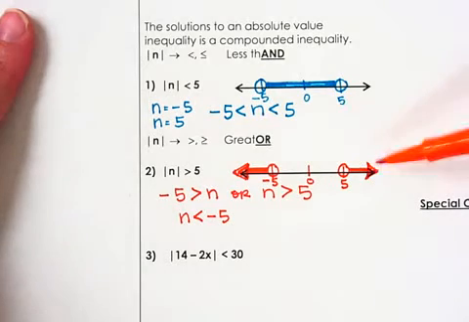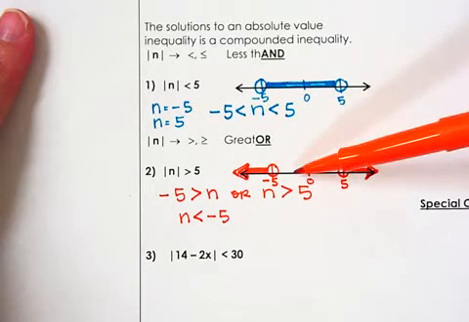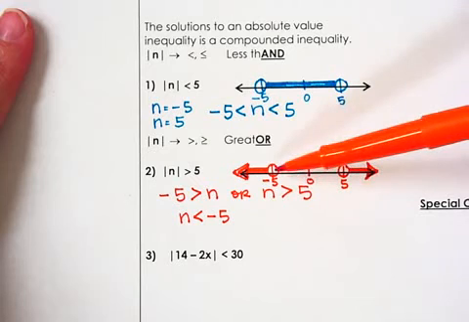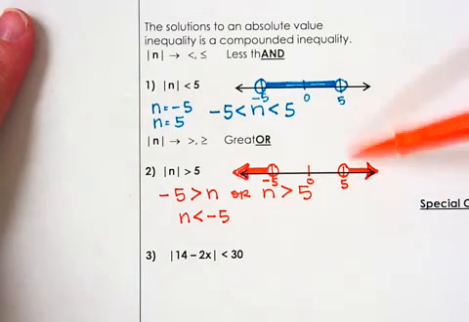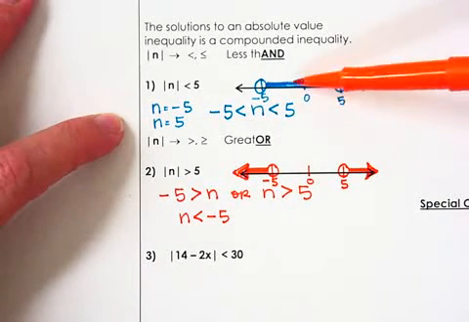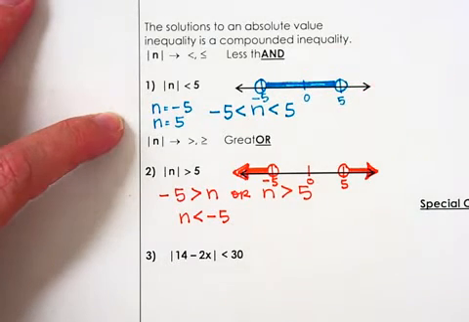Now, when I see this, the reason "or" is being used is because there are no common numbers that are less than -5 and that are greater than +5. There are no common numbers in here, whereas here, these numbers are in common. The numbers that are between -5 and +5 are the same numbers.